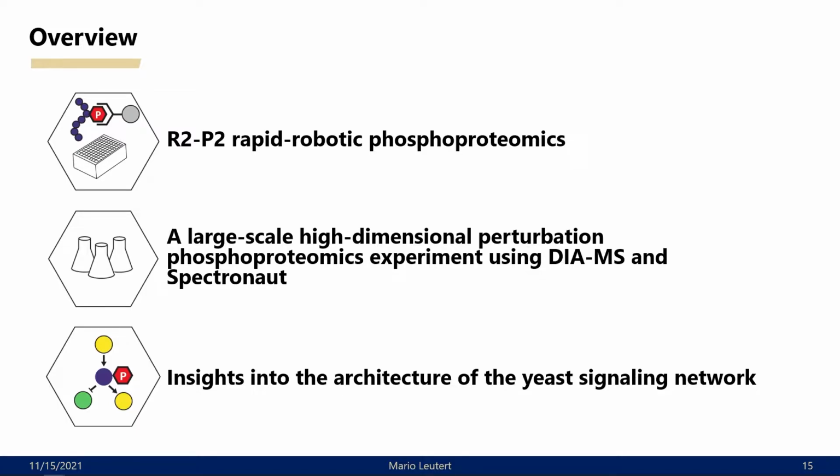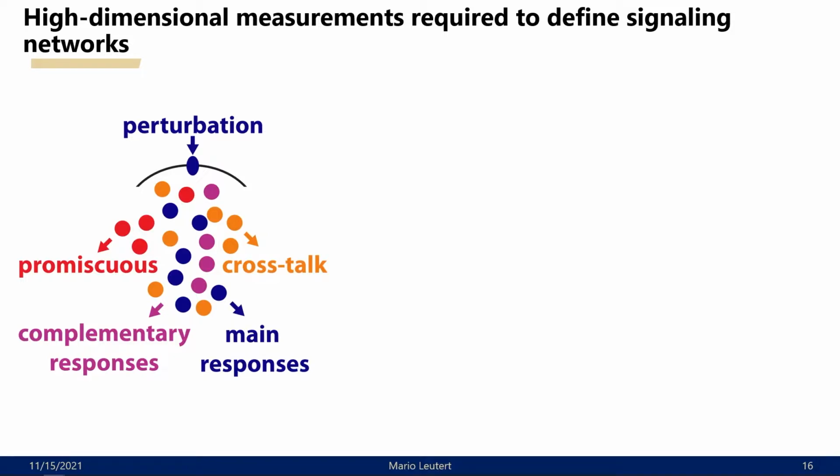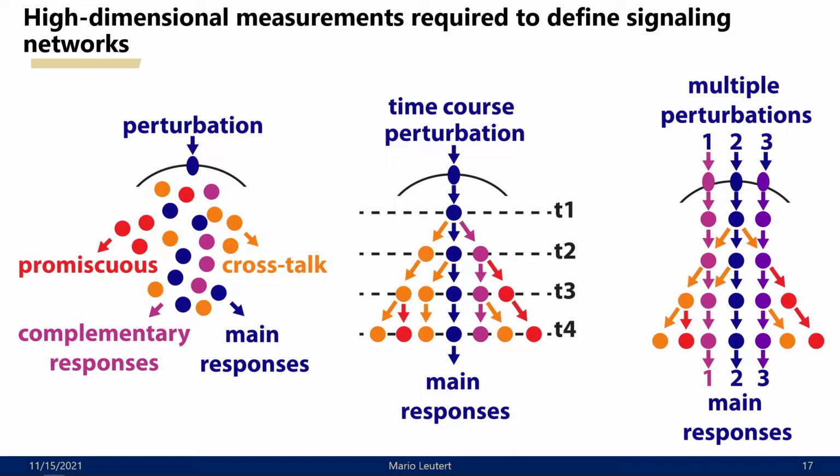Okay, so first, as a small introduction, we need high-dimensional measurements which are required to define signaling networks. You can imagine in the case of phosphorylation, nowadays, with mass spectrometry, we can get really deep coverage of the phosphoproteome. However, the difficulty is to really make sense of the phosphorylation sites and relate them to each other. Most of the time you have a perturbation of your cellular system, and you want to know what the main responses are. But for this, you need to be able to connect the important phosphorylation sites. You need to be able to define what is crosstalk with other pathways, what are complementary responses, and in the case of phosphorylation, there might also be promiscuous phosphorylation.